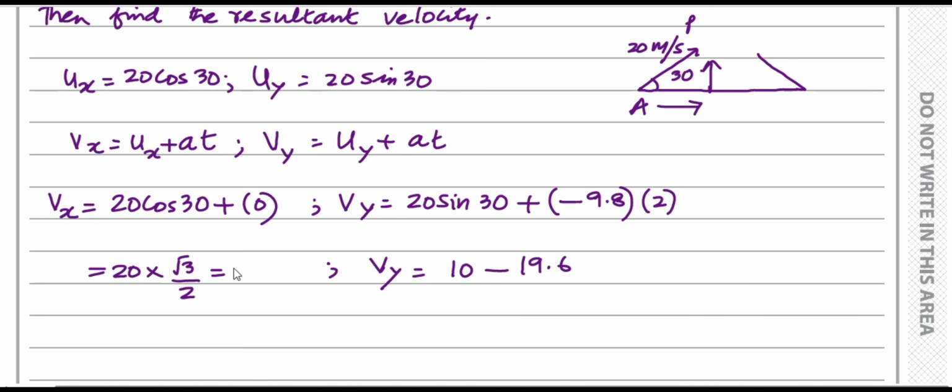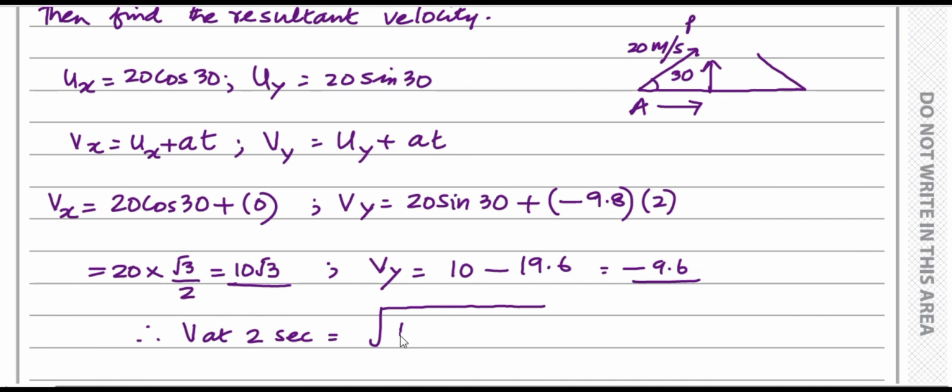Simplifying this, this is equal to 10 root 3, and this is equal to minus 9.6. Therefore, velocity at 2 seconds is equal to the square root of (10 root 3) squared plus 9.6 squared. Putting it into the calculator, we get 19.8 meters per second. So this velocity is the resultant velocity at 2 seconds.